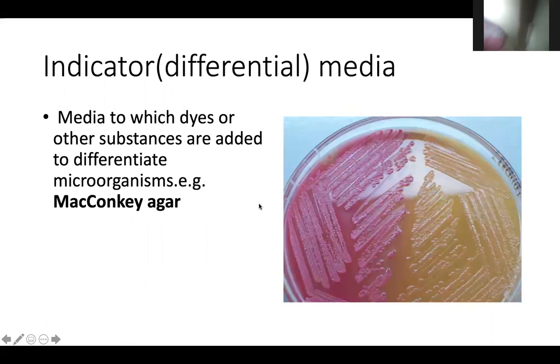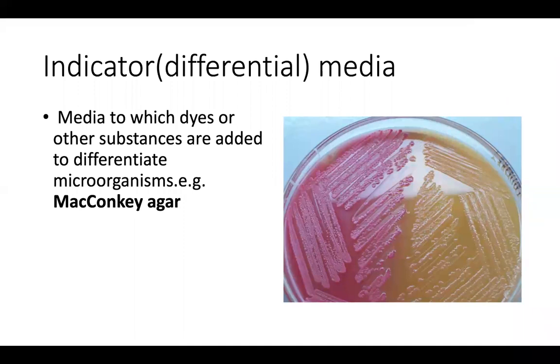Then we have differential media, also referred to as indicator media. This is media to which dyes or other substances are added to differentiate microorganisms. An example is to your right. We have a petri dish containing an indicator medium, which is MacConkey agar. You're going to be hearing a lot about MacConkey agar in bacteriology. MacConkey agar divides bacteria into two because it has lactose. There are those that ferment lactose, so they will appear pink on MacConkey. There are those that do not ferment lactose, so there's no change in color. So it's very important in helping us to differentiate or classify bacteria into two. This is especially for the bacteria that cause infections in the gastrointestinal tract: lactose fermenters and those that do not ferment lactose, the non-lactose fermenters.